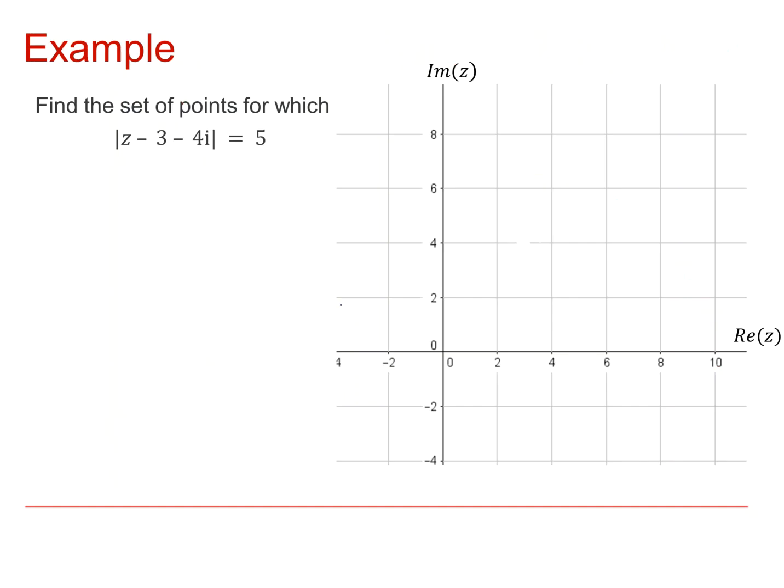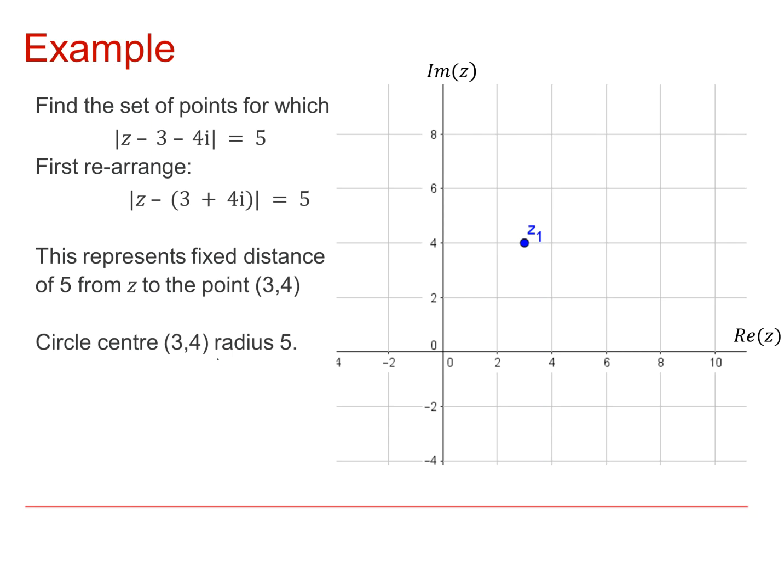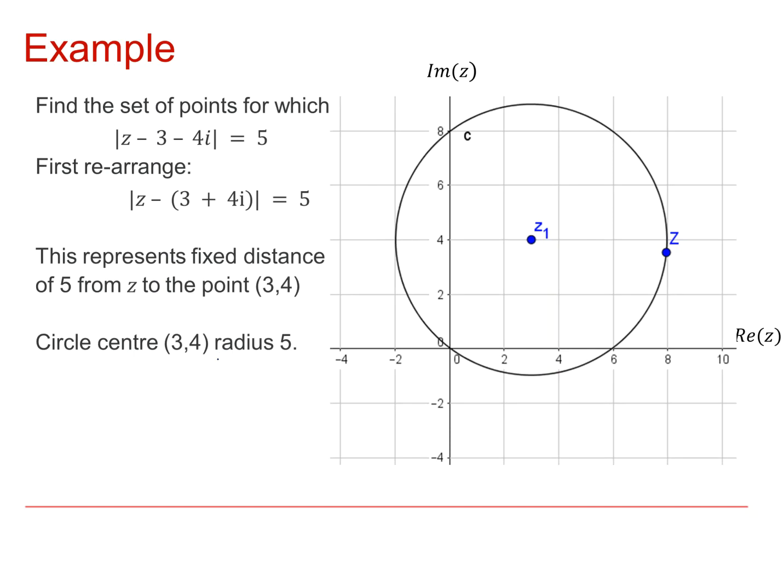Here's another example. Find the set of points for which the modulus of z minus 3 minus 4i is equal to 5. We need to have this in the form modulus of z minus z1 is equal to 5. So I need some brackets: z take away (3 plus 4i). Then just double check that what you've got now is actually the same as what you had before. So we're looking at the set of points which are 5 units away from the point 3 plus 4i. It's a circle, centre (3, 4), radius 5. Notice, of course, that this circle goes through the origin because we've got a 3, 4, 5 triangle.